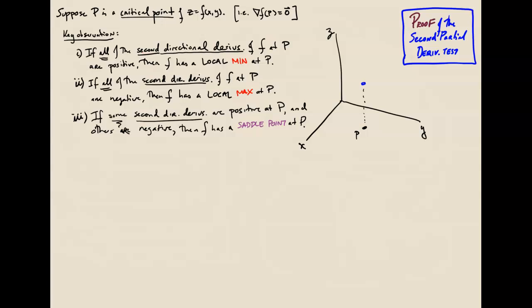We have to be able to conclude something about all of the second directional derivatives of a function at a point. There are infinitely many of them. How are we going to meet this challenge of being able to say something about infinitely many things at once? That's the harder part of the problem.